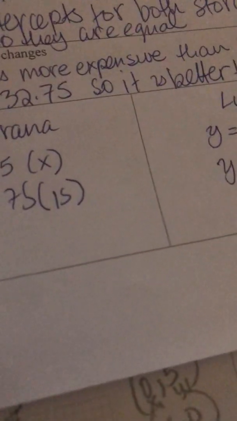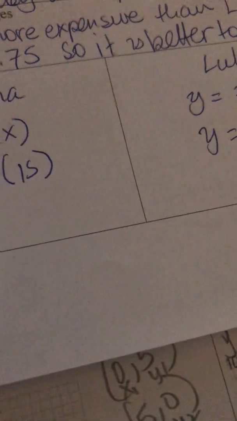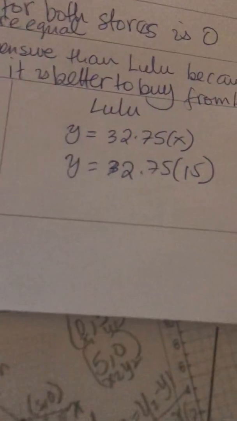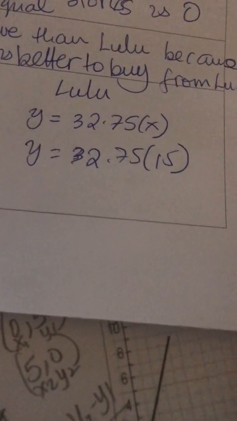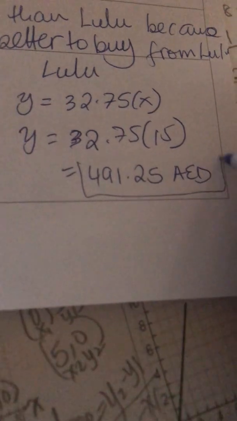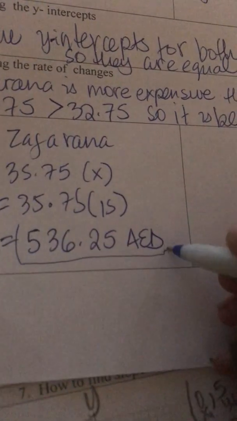So 35.75 times 15, that gives me 536.25 AED, because I am buying. And then I do 32.75 times 15, press equals, 491.25. 491.25 AED. This is my answer, and this is also my answer.